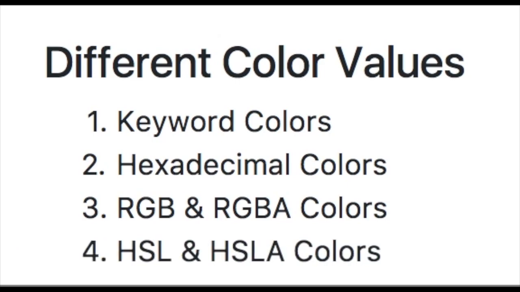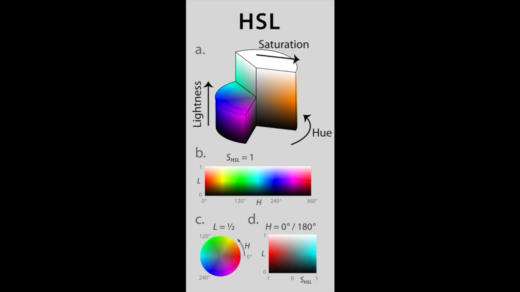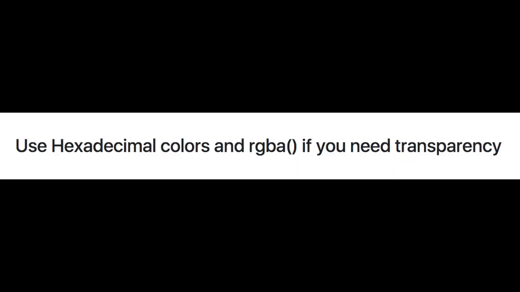And fourth and last, we have HSL and HSLA. This stands for hue, saturation, and lightness. These are similar to RGB and RGBA, but they're not really widely supported across browsers or really used. So if you really want to, you can investigate some more, but I'm going to leave it at that. Most developers use hexadecimal colors, and it gives us about 17 million colors to choose from. That's more than enough. And then we can use RGBA to apply transparency if we need to.